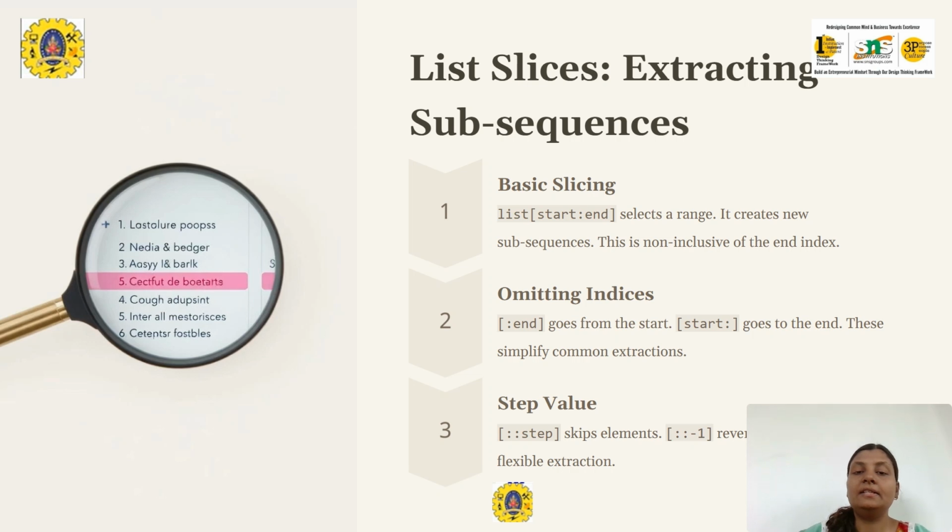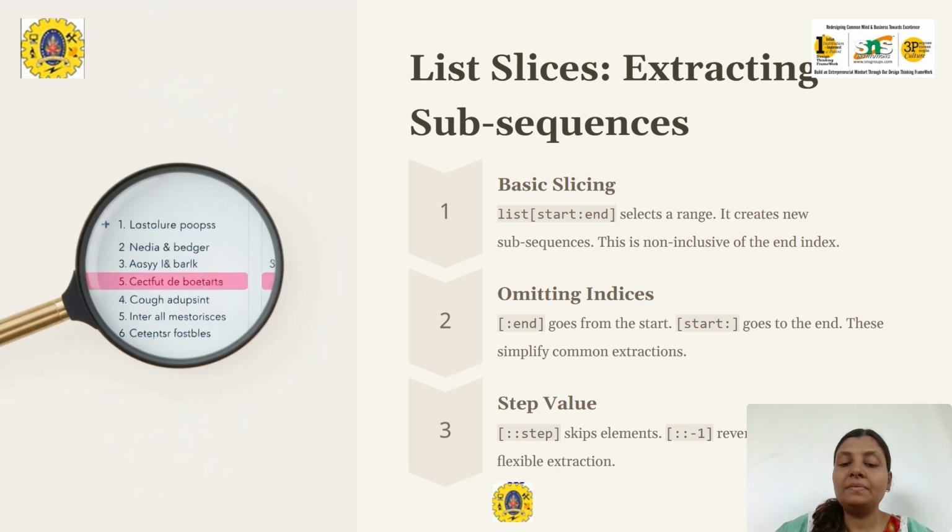List slices, extracting subsequences. Basic slicing, list start colon end, selects a range. It creates new subsequences. This is non-inclusive of the end index. Omitting indexes, end goes from the start. Start goes to the end. These simplify common extractions.